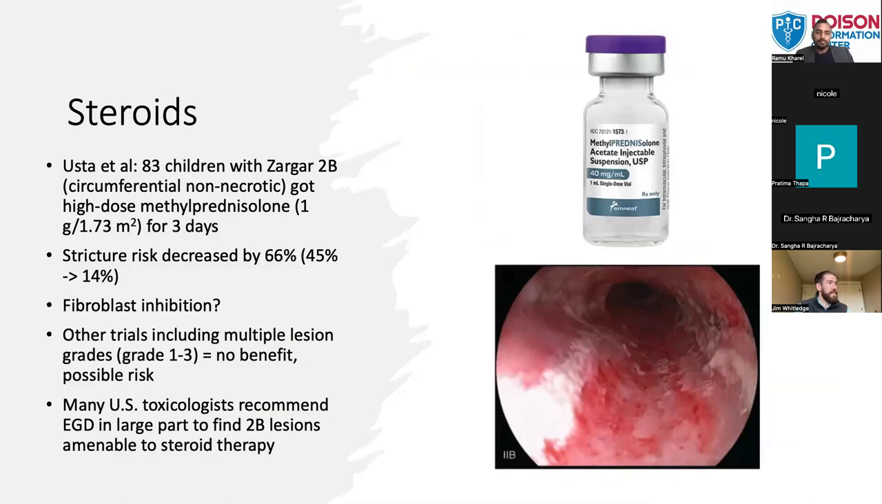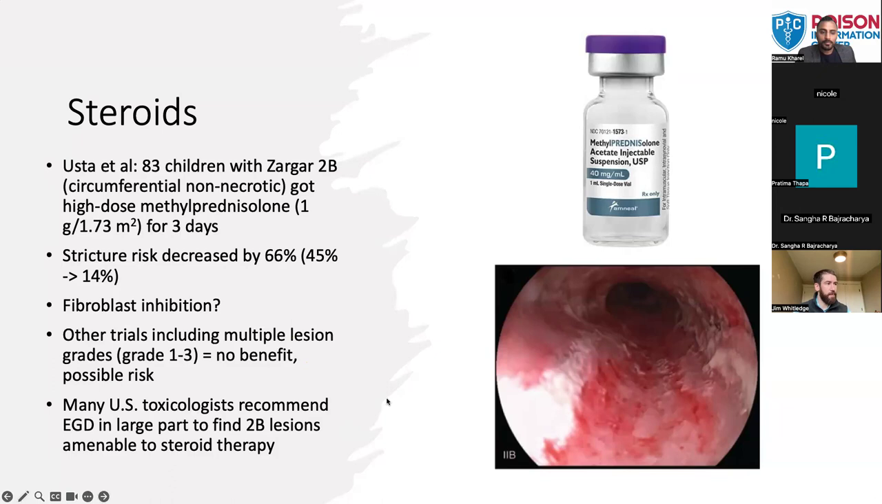Now, as I said before, strictures are very debilitating. So there's been a lot of thought about whether we could do something to mitigate risk of developing strictures long term. There have been a few different trials which have used steroids, and the thought here is that by giving high-dose steroids for some period of time, you might inhibit fibroblast proliferation, and fibroblasts are one of the cell types that are involved in healing and recovery of the esophagus after a caustic ingestion. And fibroblasts tend to be particularly active about 3 weeks after your caustic exposure.